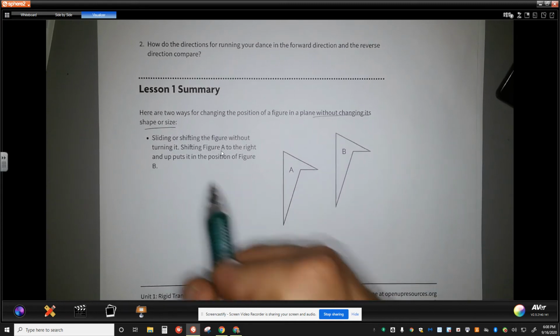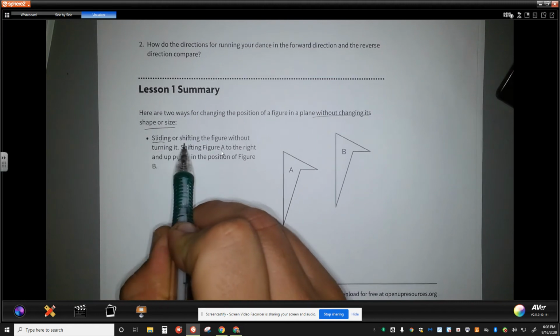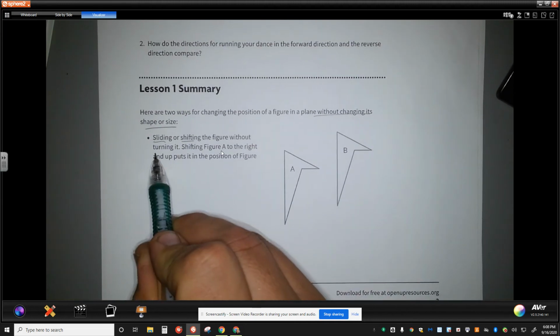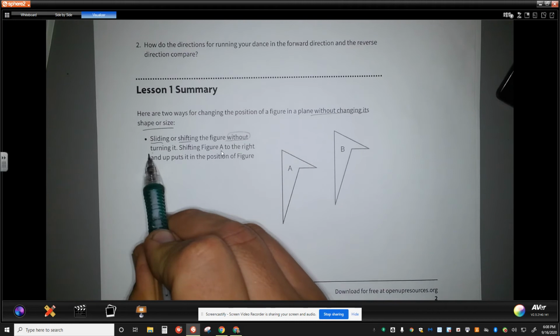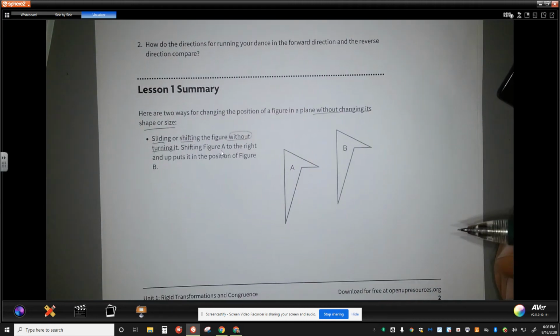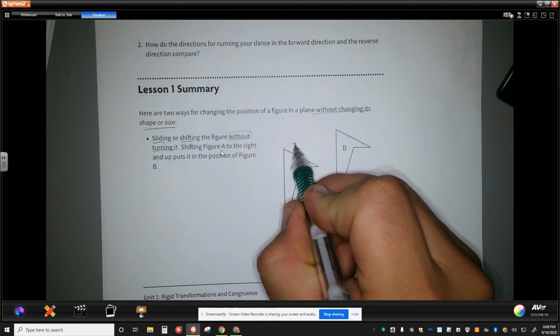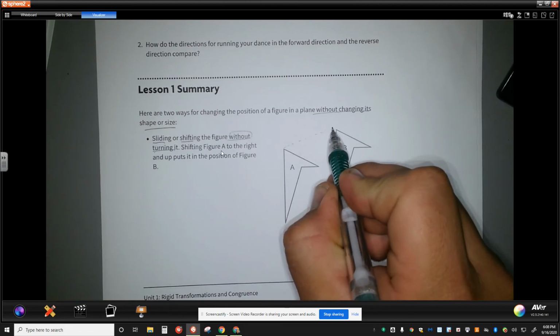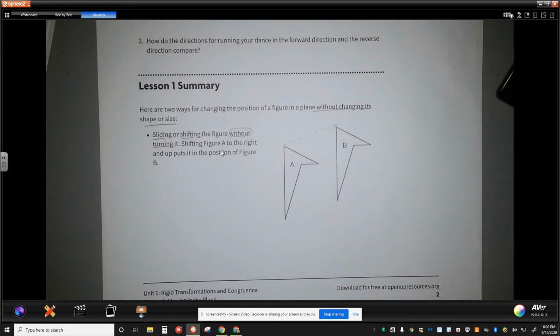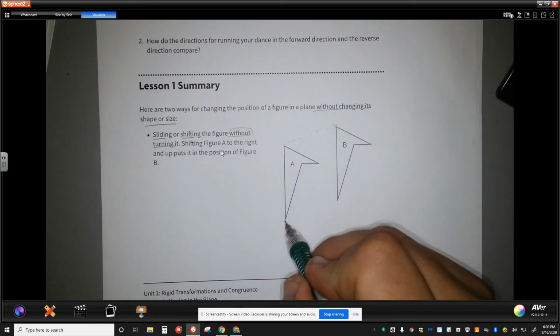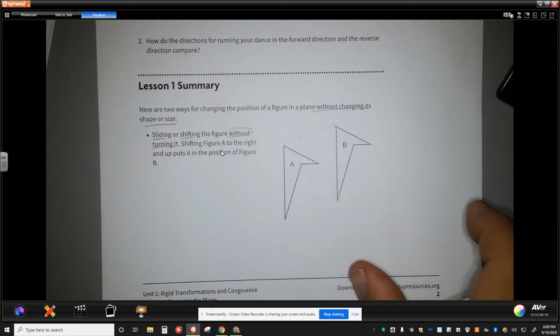These motions slide or shift the figure without turning it. There's a special name that we're going to learn in lesson 2 for this, but we see that the figure actually slides in one direction without seeing any piece of it turning in any direction.